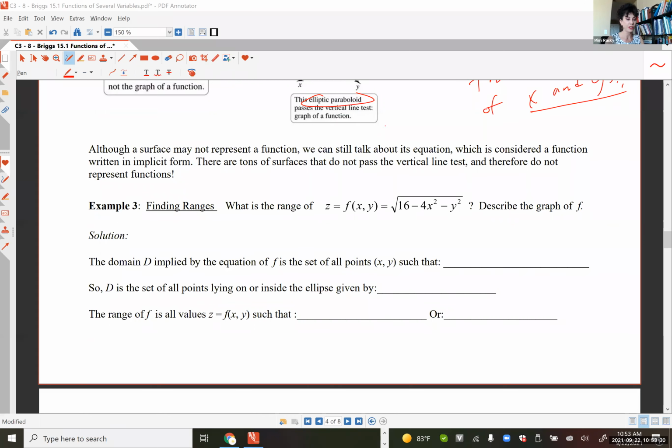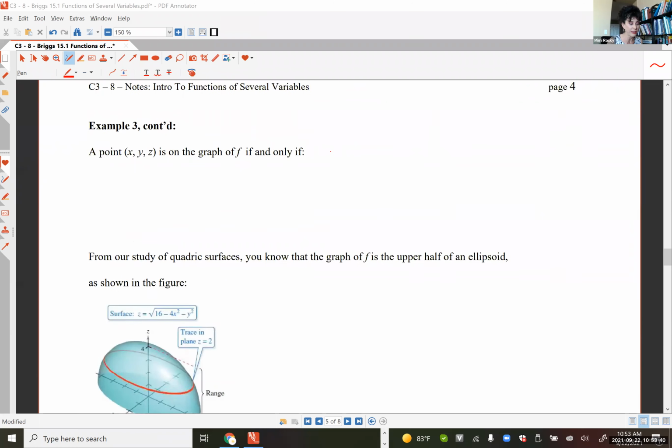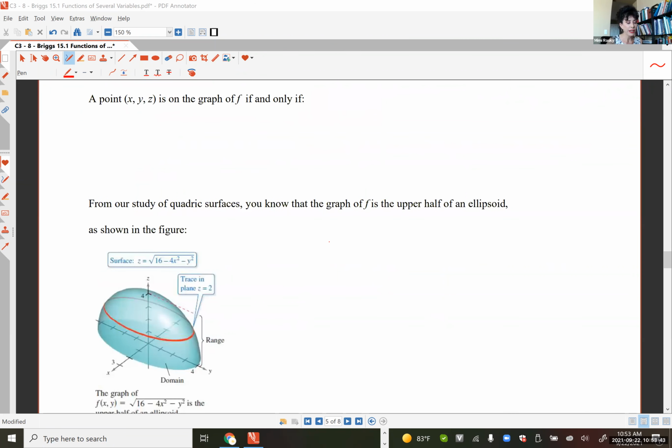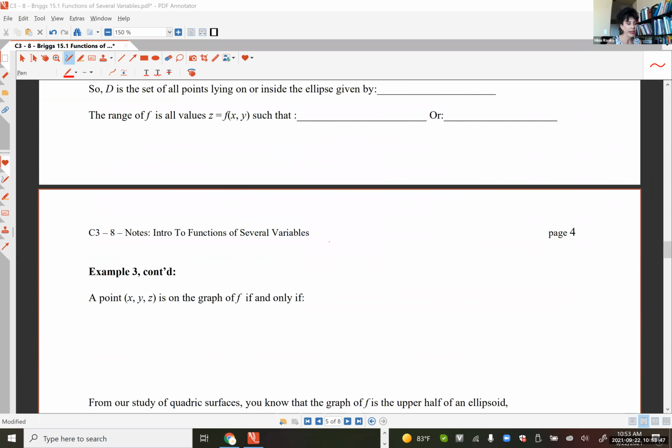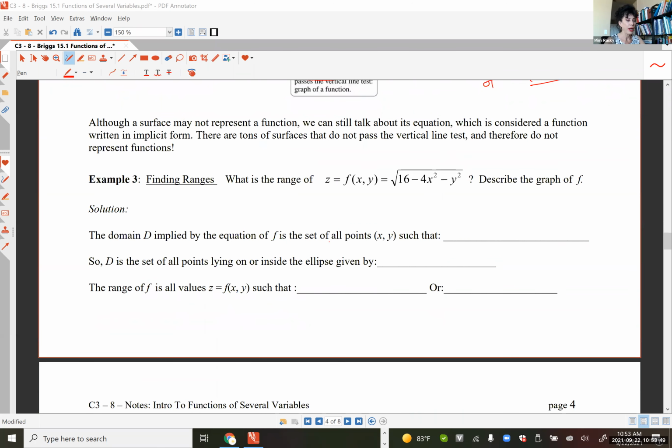So take a look at this function. Z equals f of x, y, square root of 16 minus 4x squared minus y squared. And they graphed it on the next page, so you can actually see the surface. It looks like the upper half of an ellipsoid. Somebody sliced it in half. Great. So they said describe the graph. So there it is. It's the upper half of an ellipsoid.